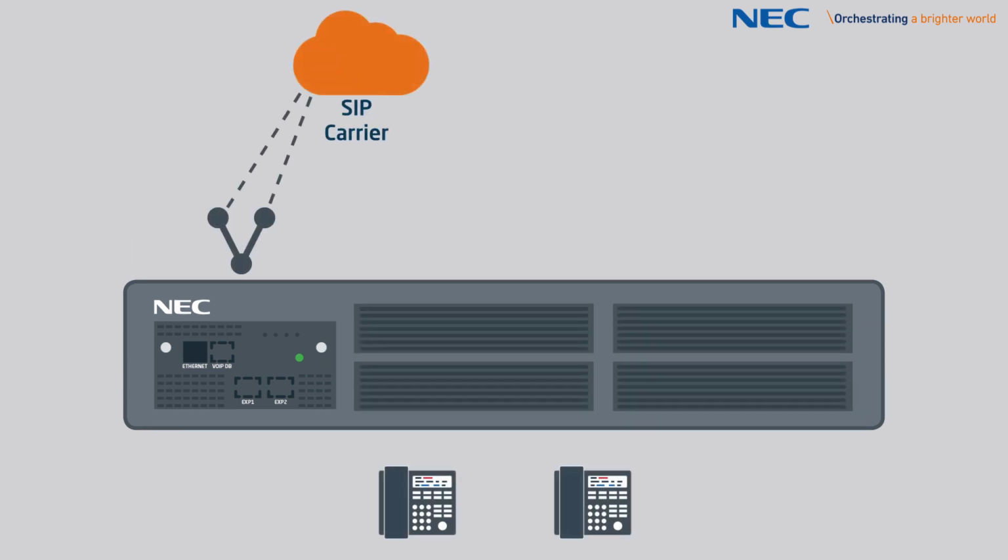SIP trunks and IP terminals are supported without the need for additional system hardware, as 8 VoIP resources are built into the CPU card. VoIP resources can be expanded to 16 by adding the optional VoIP DB card and further to 128 with licenses.